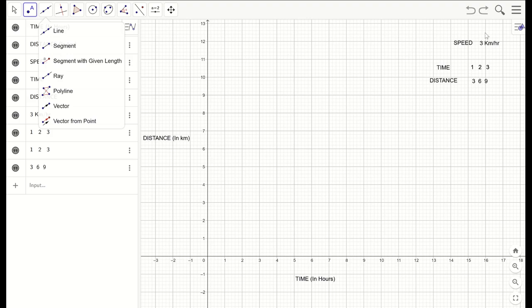Suppose a man is walking at a speed of 3 km per hour. So, accordingly, in 1 hour, he will cover a distance of 3 kilometers. In 2 hours, he will cover a distance of 6 kilometers. And in 3 hours, he will cover a distance of 9 kilometers.